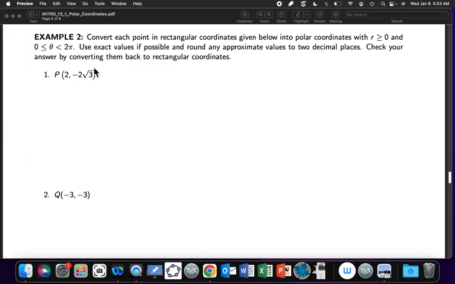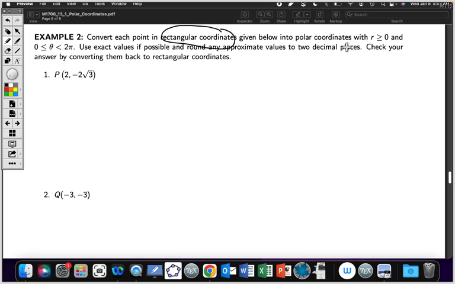So, these are all in rectangular coordinates, and we want to convert them to polar. The first thing I recommend is plot the point. That'll tell you what quadrant we're in, because that'll help you figure out what the angle is. We've done this kind of thing. 2 comma negative 2 root 3. So that's going to be here somewhere in quadrant 4.